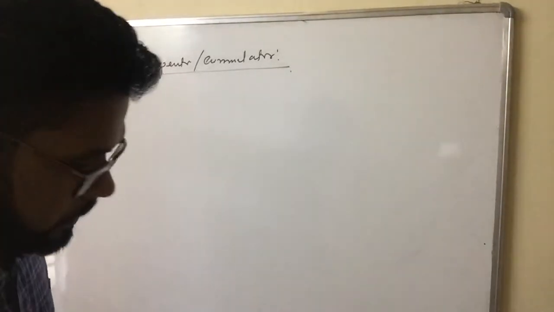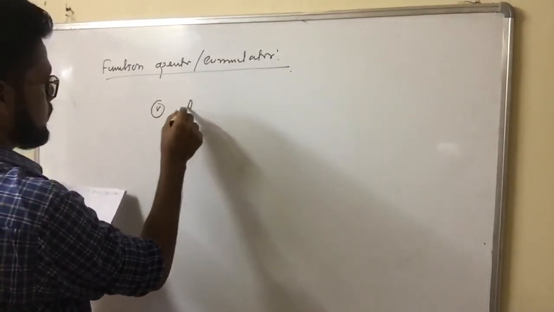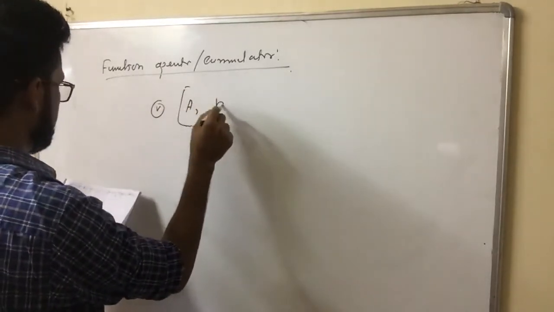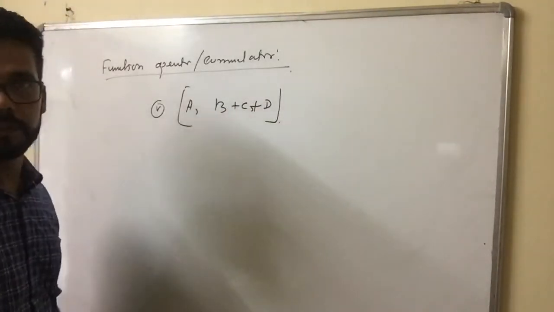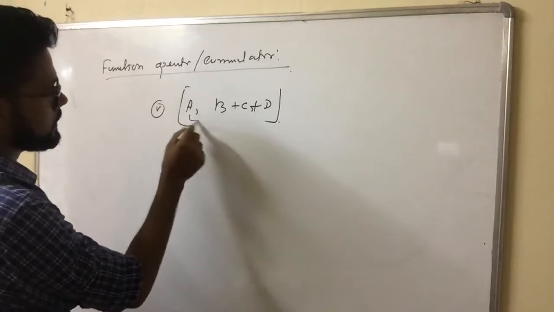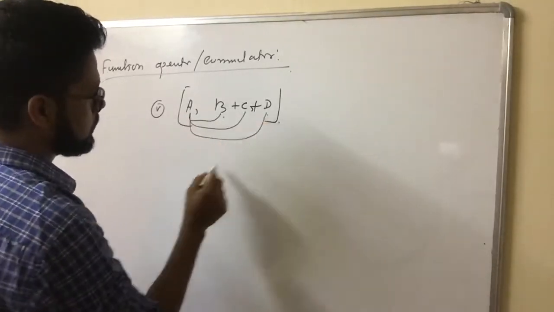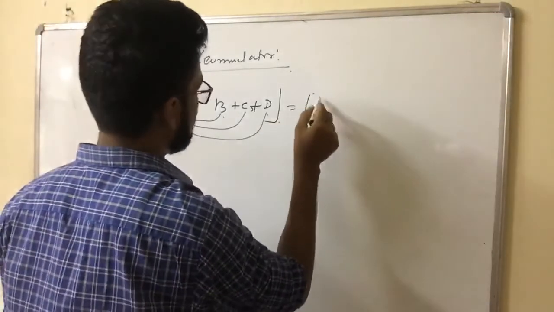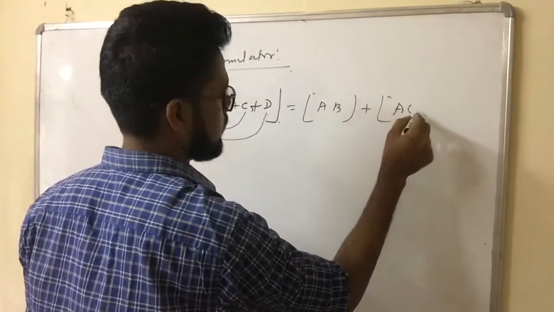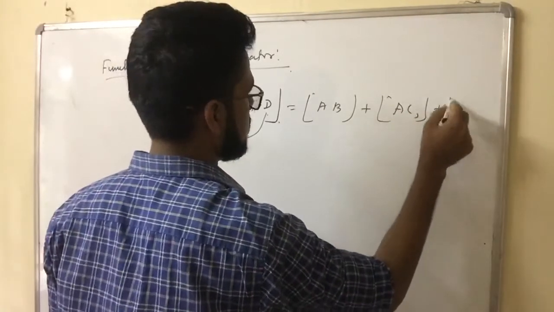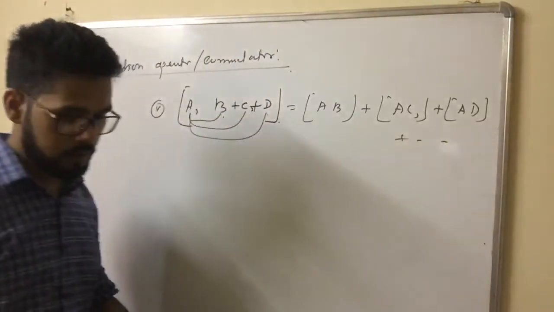Another operator property, number 3: the commutator [A, B plus C plus D]. Suppose the expression is like that. How can you expand it? First A with this one, then A with this one, then A with this one. So simply, [A, B] plus [A, C] plus [A, D]. This way you have to do the calculation. Okay, simple way.